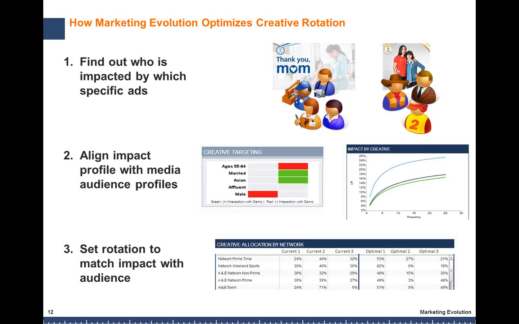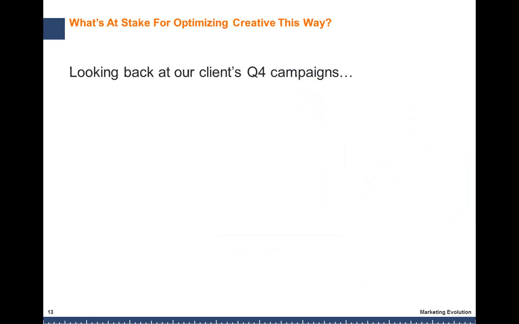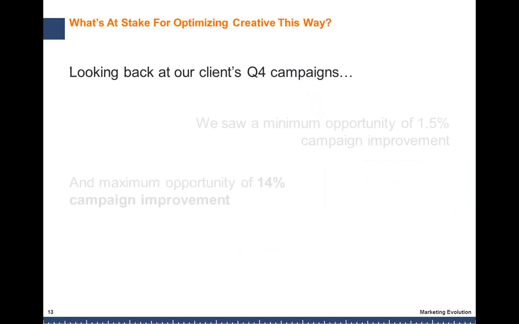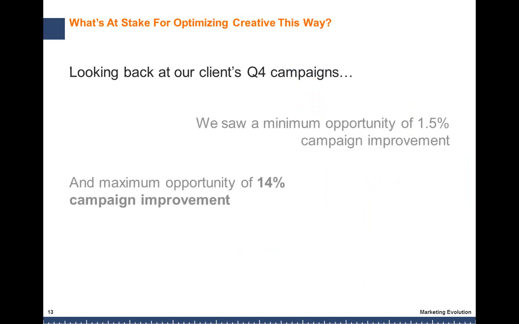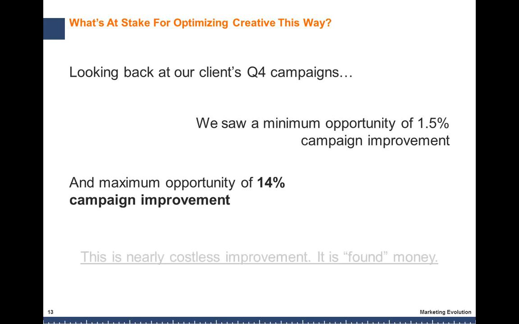What we've found is, when we take a look back at our clients' Q4 campaigns, based on actual data, we saw a minimum improvement of 1.5% in terms of incremental ROI, and we saw a maximum improvement of 14% in campaign ROI. And what's so remarkable about this is that it's nearly costless improvement. Really, it's found money. There really isn't typically a significant fee for changing rotation, and it can be done quickly and easily.